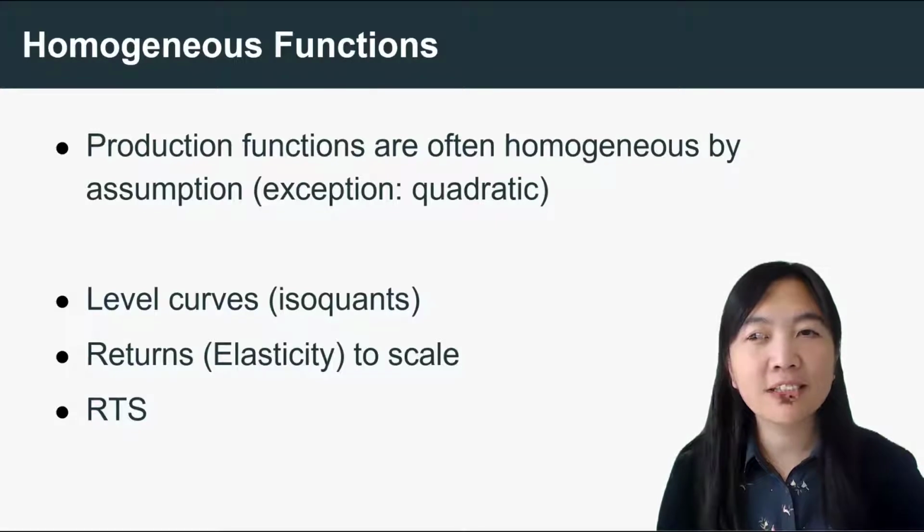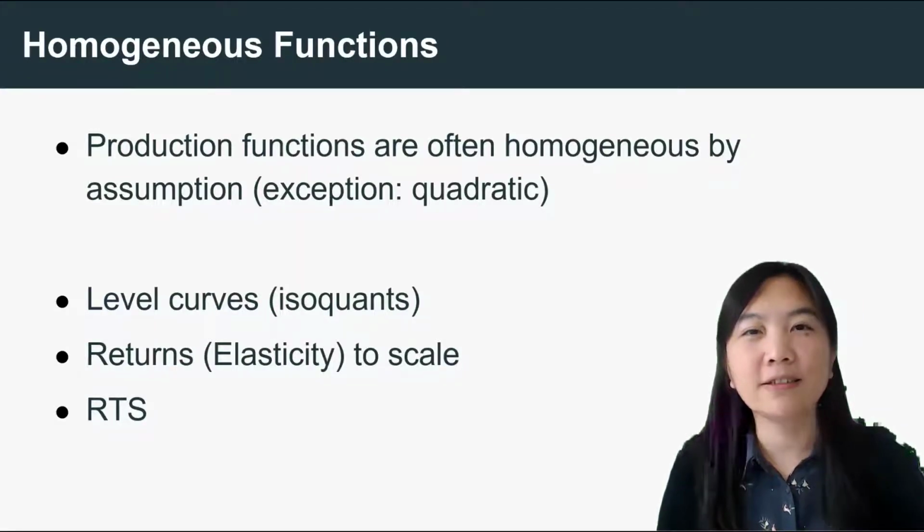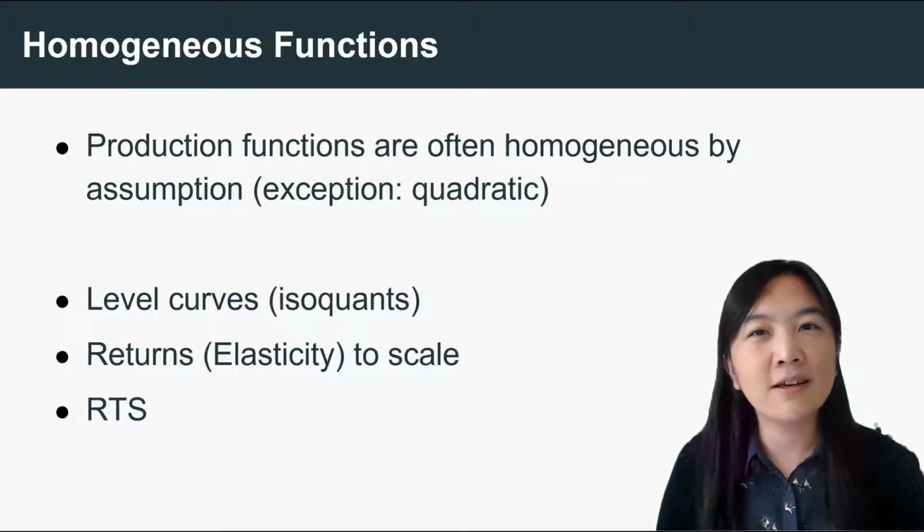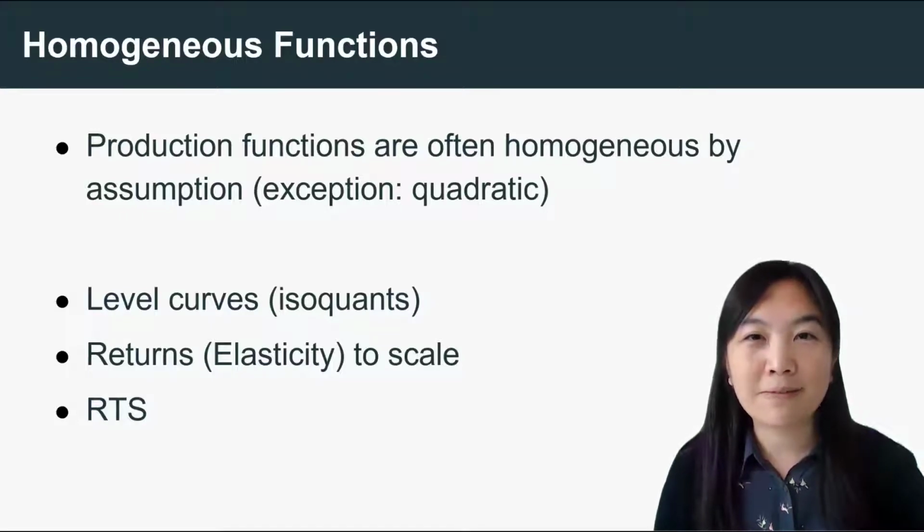And the first question you might have is, why should we even care about homogeneous functions? So the short answer is that homogeneous functions have special level curves, special returns to scale, and special rate of technical substitution. And I will explain to you why in a little bit. But basically, if we have homogeneous functions, our life will be much easier. You could probably escape a lot of the math and calculations later on when you're doing the profit maximization.